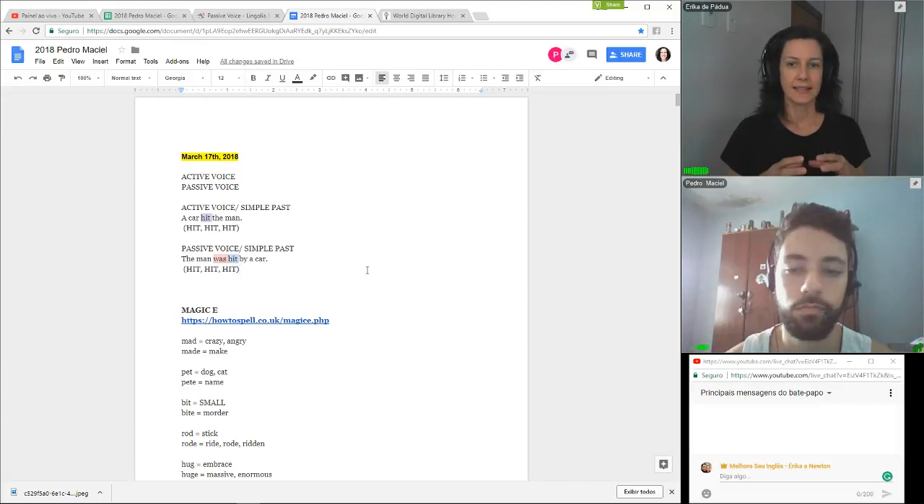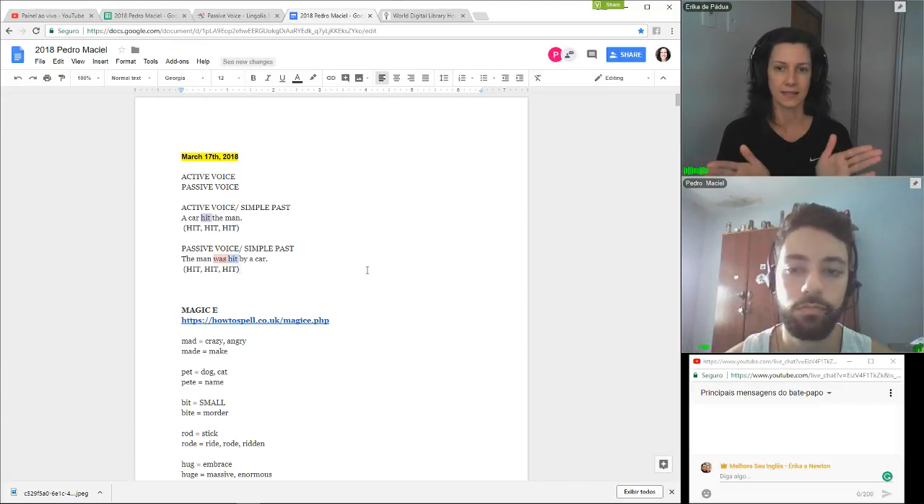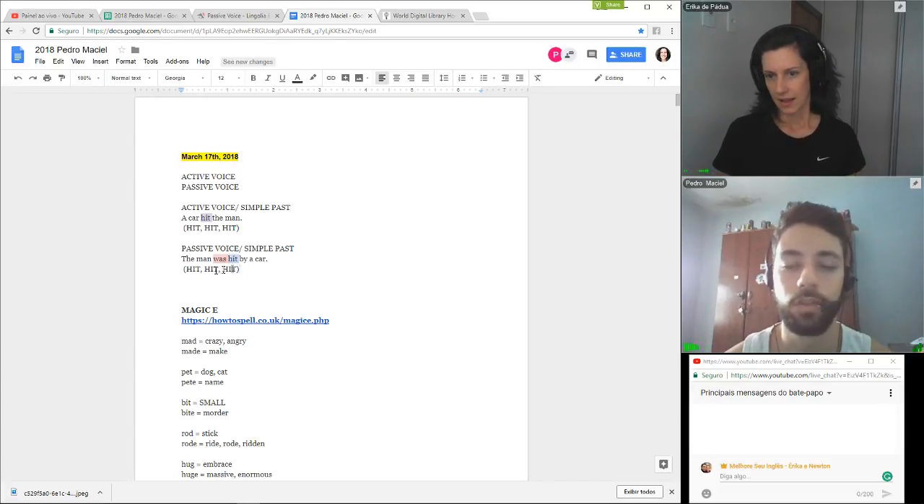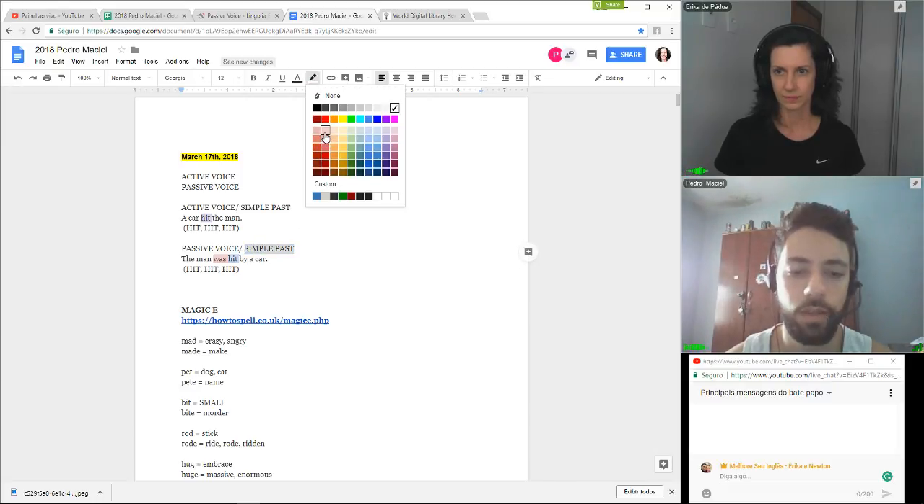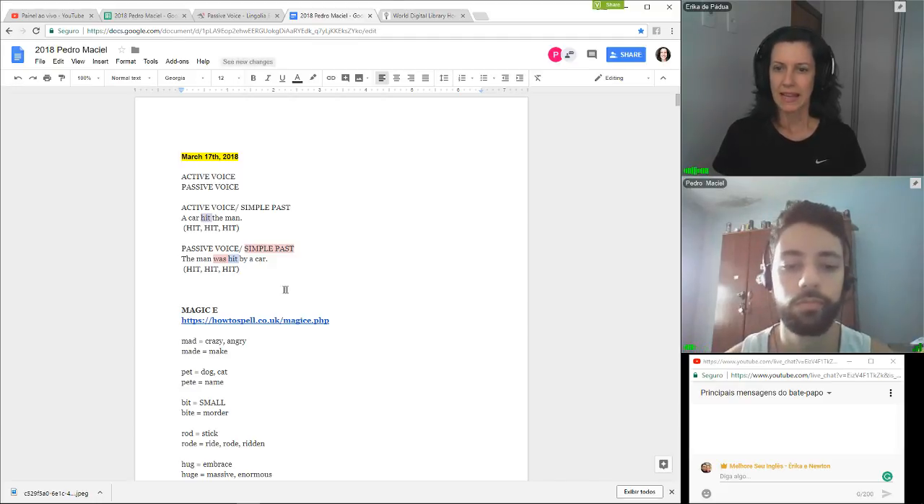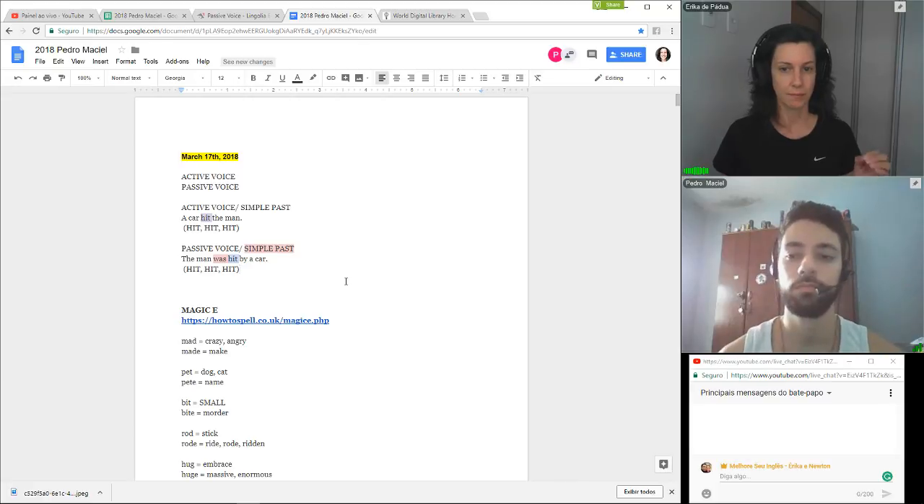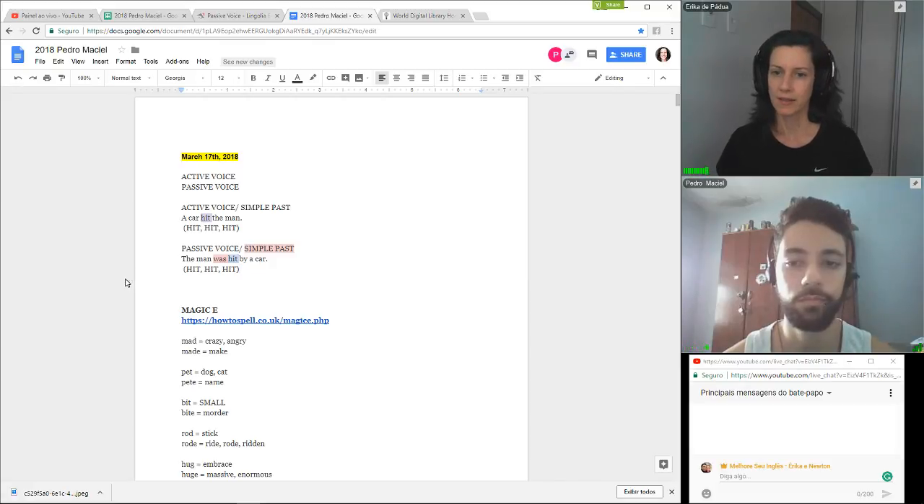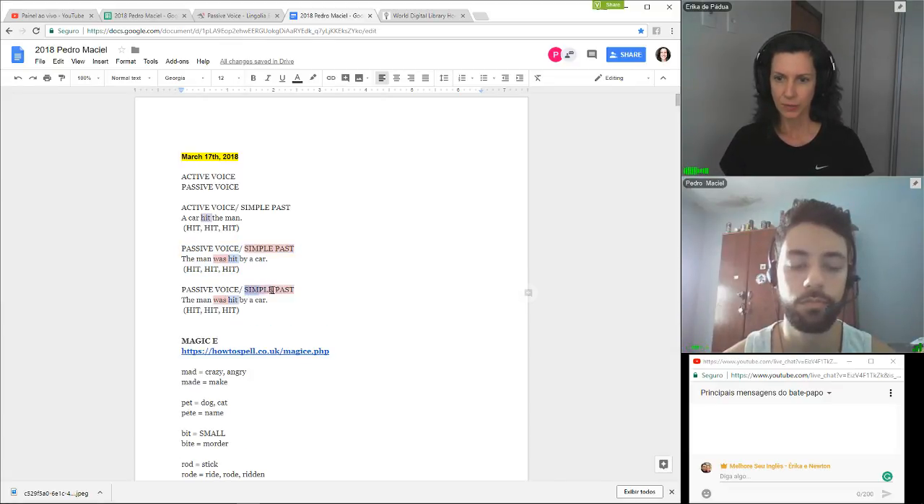So the verb hit in the active voice becomes was hit in the passive voice. Here we have the verb to be in the simple past, and hit is in the past participle. The past participle we never change. It's always the same. So now we're going to keep the passive voice, but we're going to change the tense. And I'm going to put here simple present.